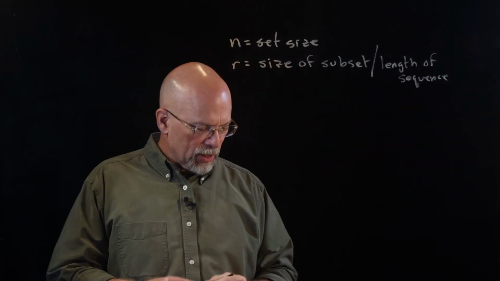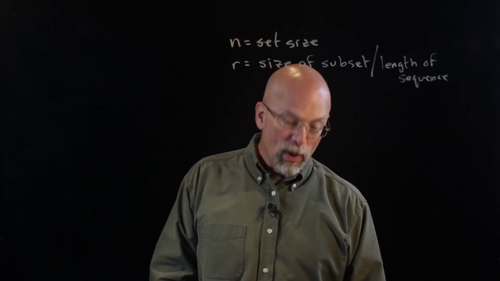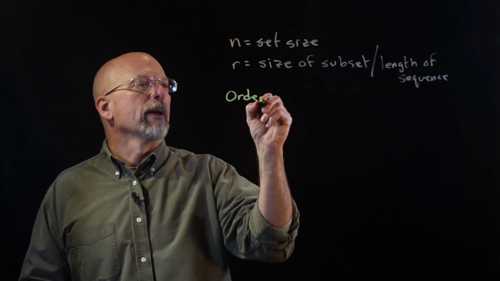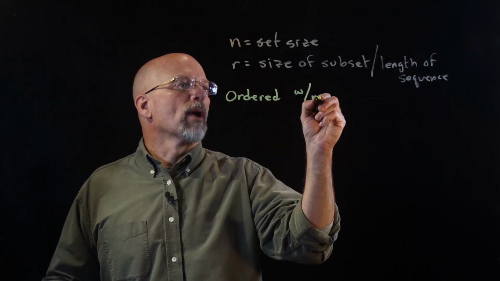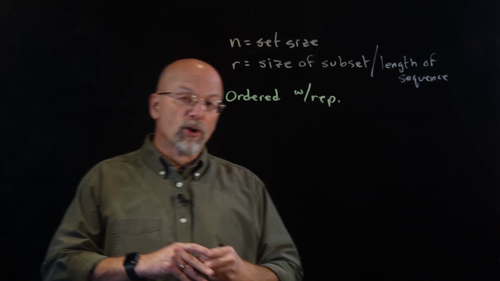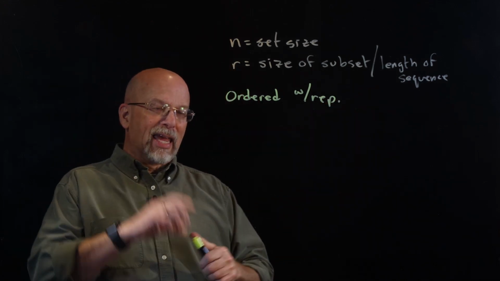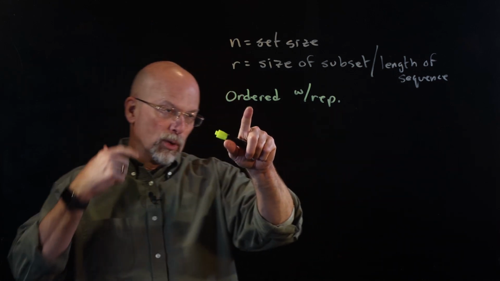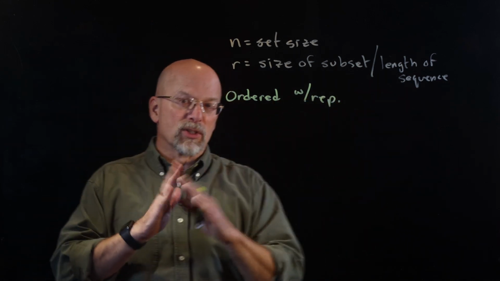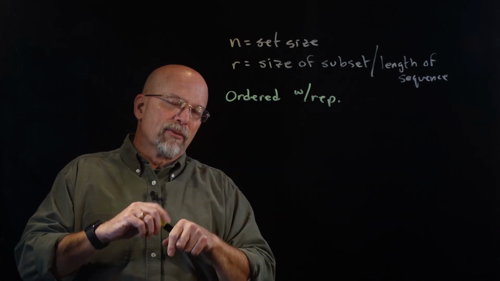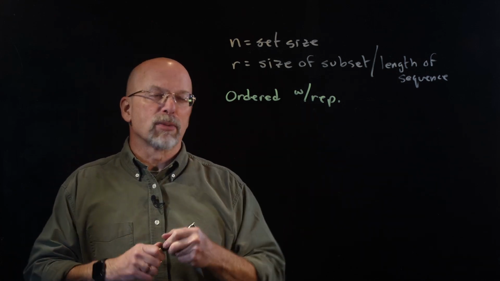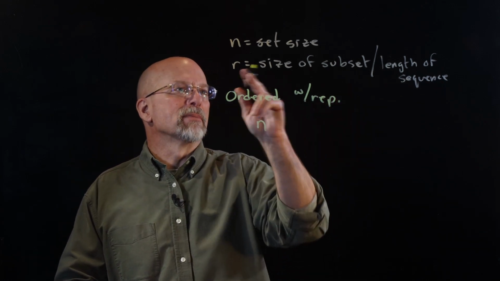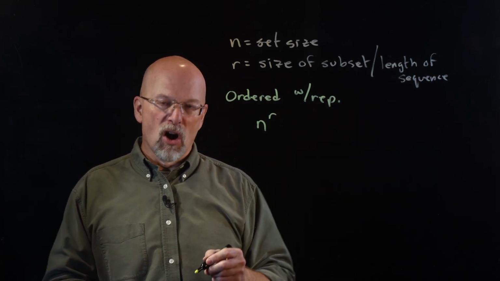Now, what have we done up to this point? Well, remember, we had ordered with repetition. Ordered with repetition said that every time I pick an element in our sequence, we've got n options to pick from. So it becomes n times n times n times n, r times, and that gives us n to the r.